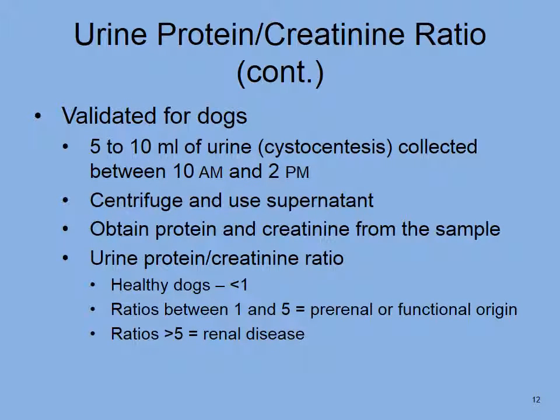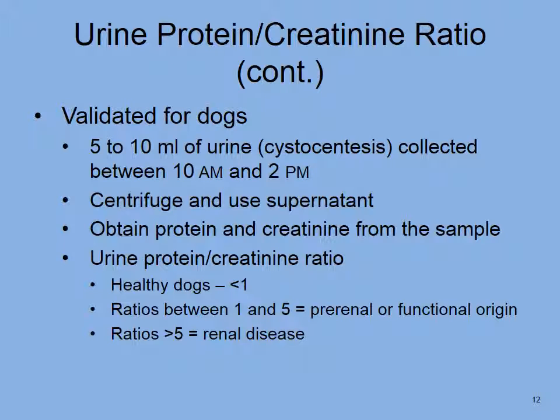So how do we do it? Usually we collect 5 to 10 mils of urine, ideally via cystocentesis, collected between 10 a.m. and 2 p.m. It's the best time, the most accurate sample. We centrifuge it. We use the supernatant, then obtain the protein and creatinine from the sample. This is done in a reference laboratory usually, by the way. And then we get the ratio.